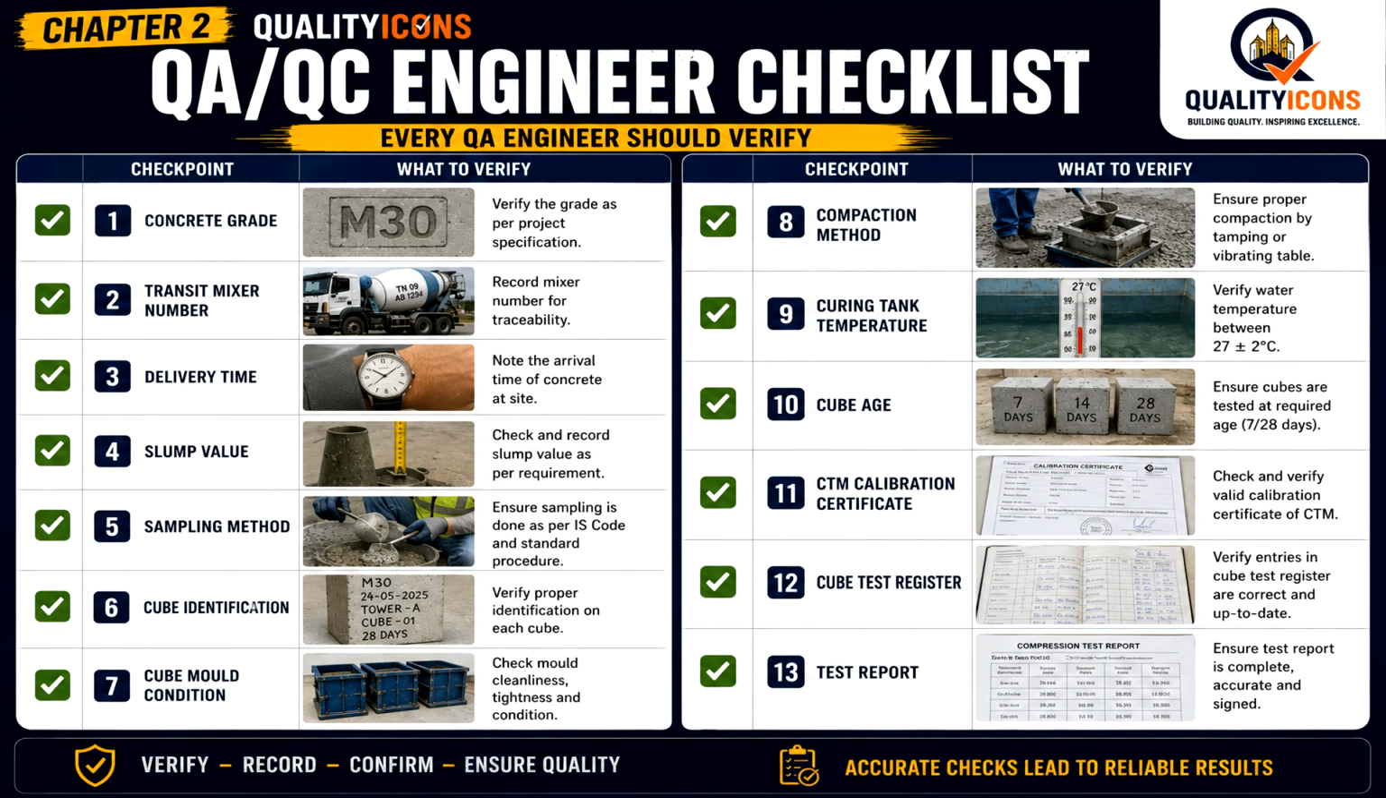Next, transit mixer number: record the mixer number for traceability and compare with the batch sheet. Delivery time: note the arrival time of concrete at site and check it against the batch end time on the batch slip.